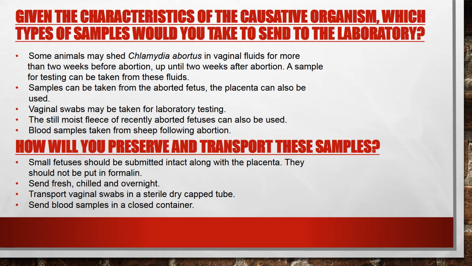How will you preserve and transport these samples? Small fetuses should be submitted intact along with the placenta. They should not be put in formalin. Send fresh, chilled and overnight. Transport vaginal swabs in a sterile, dry-capped tube. Send blood samples in a closed container.